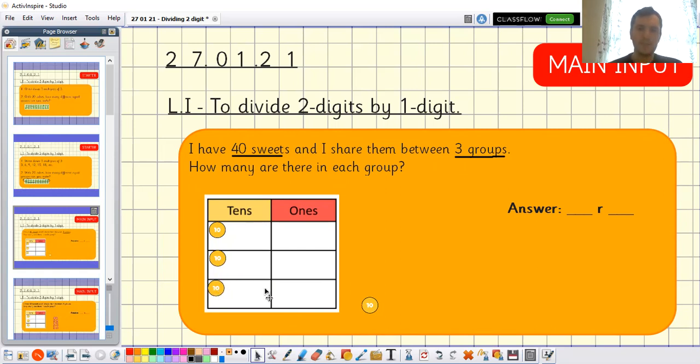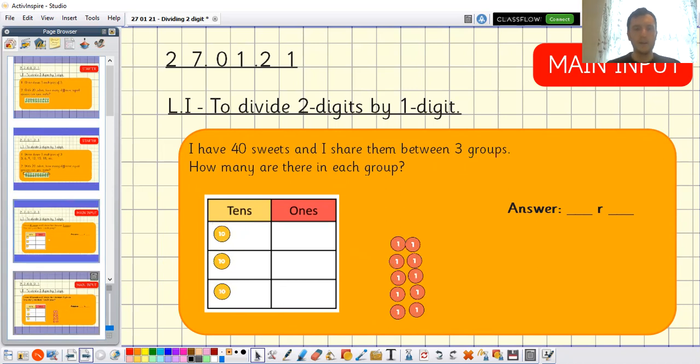Oh, I see a bit of a problem here. I've got 1 ten in each group, but I've got 1 spare. Now, I can't share that equally in any of those groups. I can do something with it. What can I do with that 10? Well done if you said we can turn it into 10 extra ones. So let me do that now.